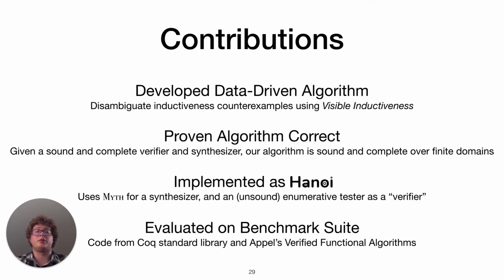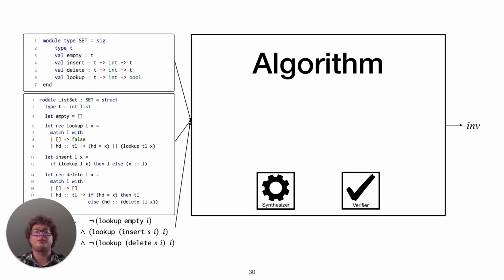Our contributions are that we've developed a data-driven algorithm for finding these representation invariants. We disambiguate inductiveness counterexamples using our novel notion of visible inductiveness. We've proven our algorithm correct, which means that given a sound and complete verifier and synthesizer, our algorithm is sound and complete over finite domains. We've implemented our algorithm as Hanoi, which uses an existing tool, Myth, for a synthesizer, and an unsound enumerative tester as a verifier. We evaluated Hanoi on a benchmark suite consisting of code from Coq's Standard Library and Appel's verified functional algorithms. Our algorithm is parameterized by a synthesizer and a verifier.